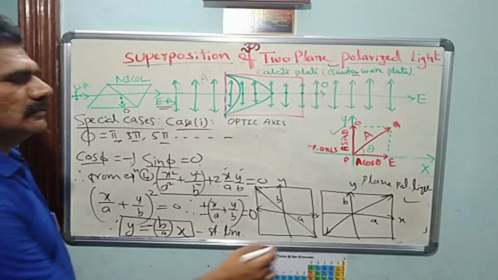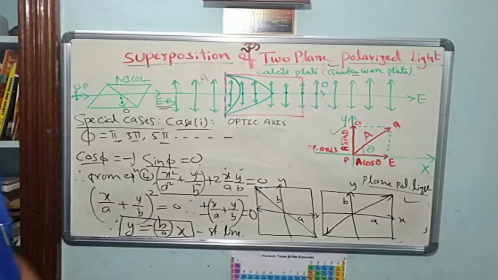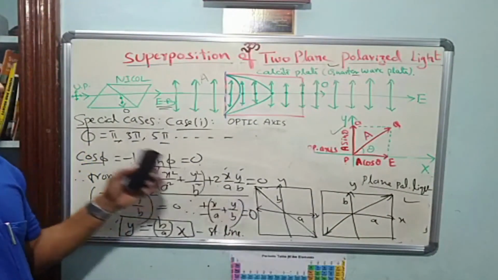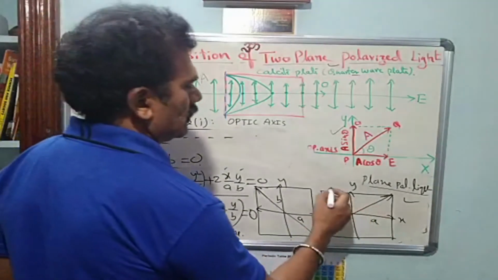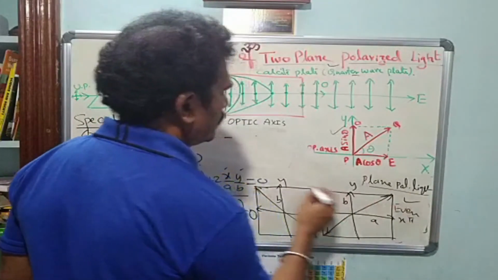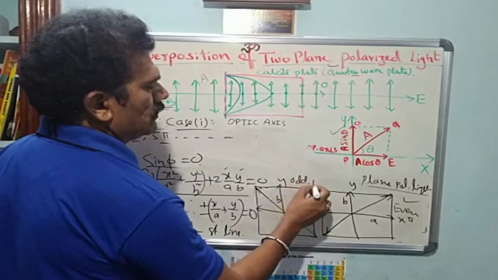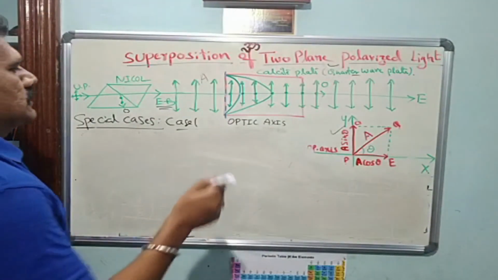Again it is also plane polarized light, but the vibrations are exactly opposite in phase, with pi, 3 pi, 5 pi, etc. So this is for even multiples of pi, and this is for odd multiples of pi phase difference. Clear?